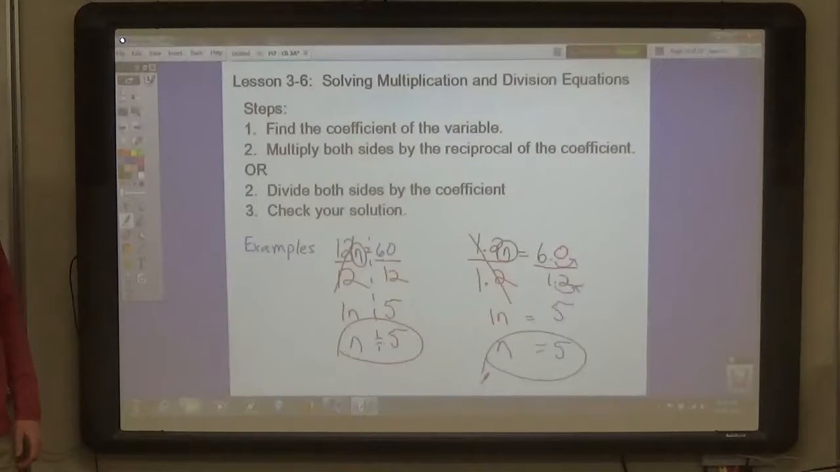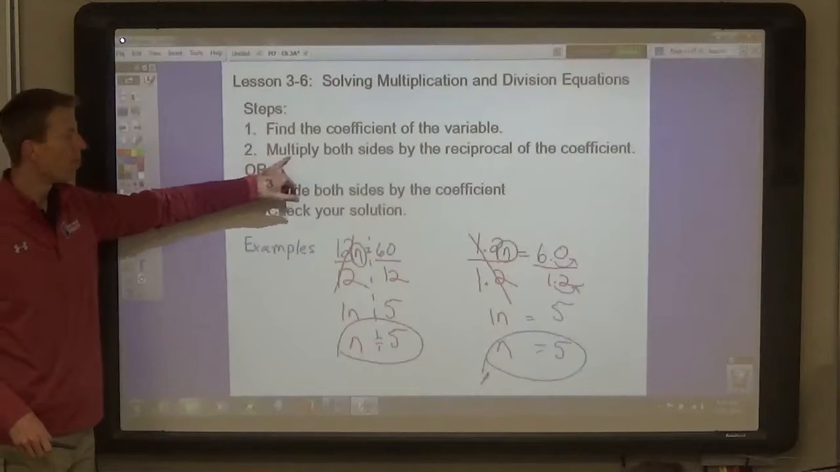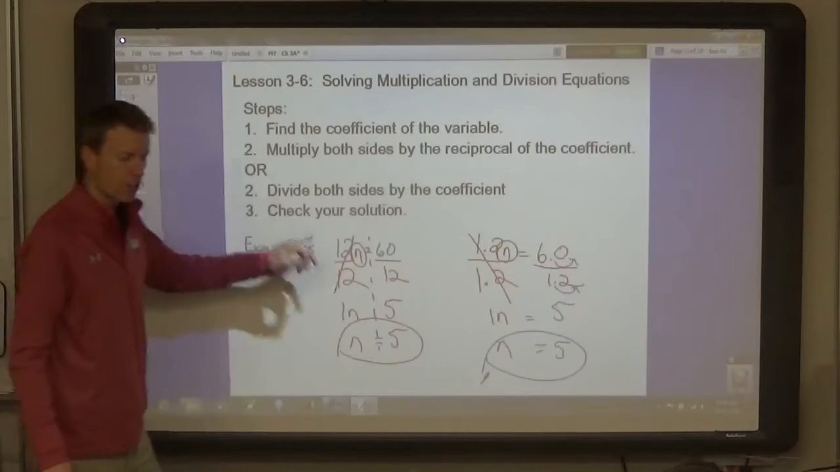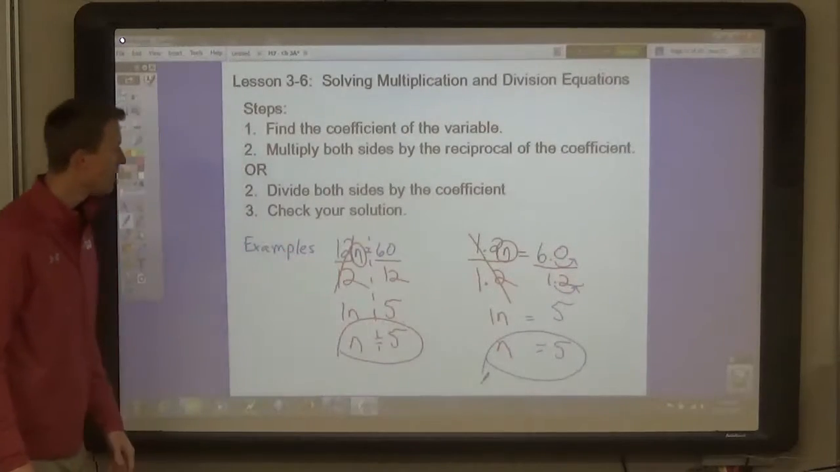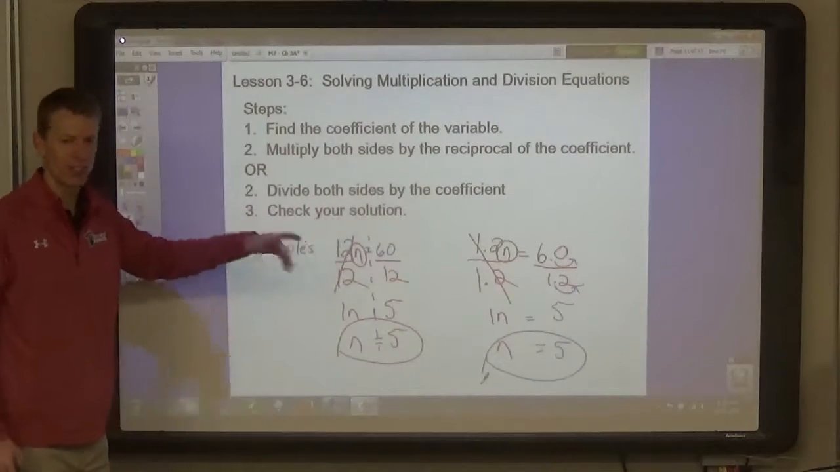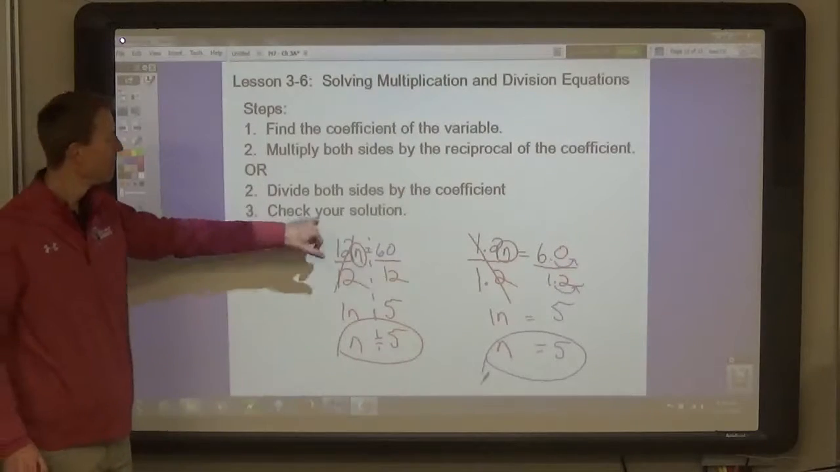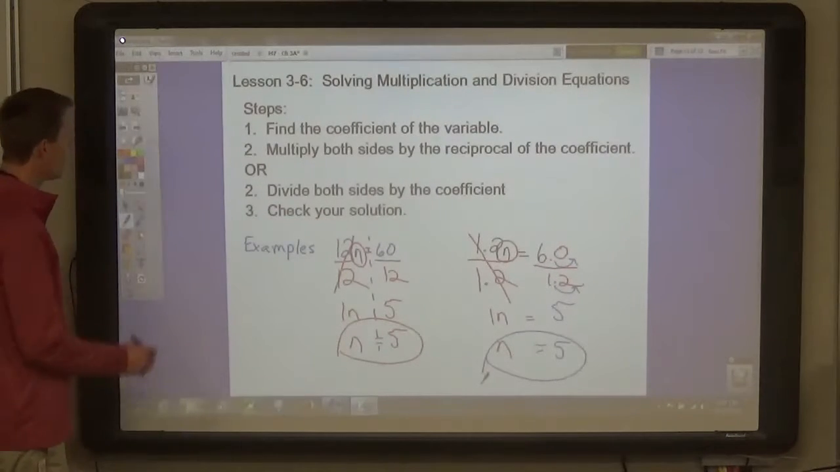Yay, math. It's that simple. All right? Yay! Multiply both sides by the reciprocal, the coefficient of the variable. And then check your solution. Check your solution. So how do you check?